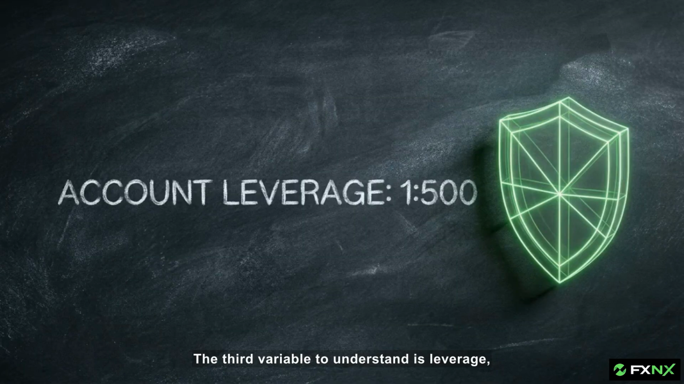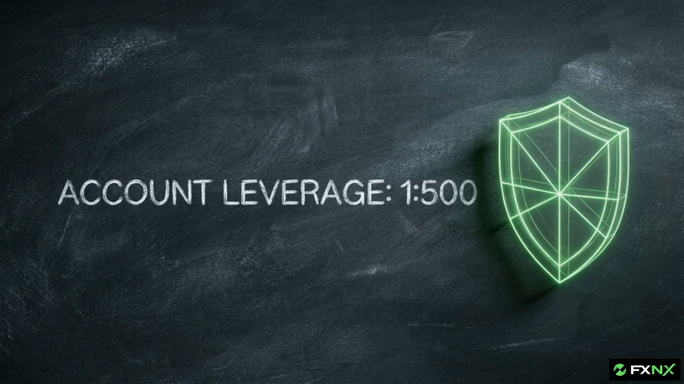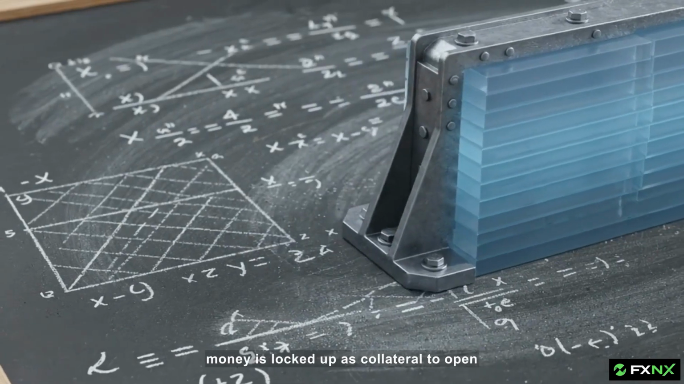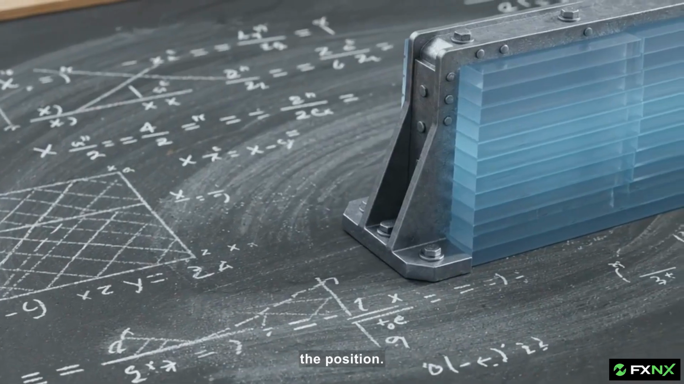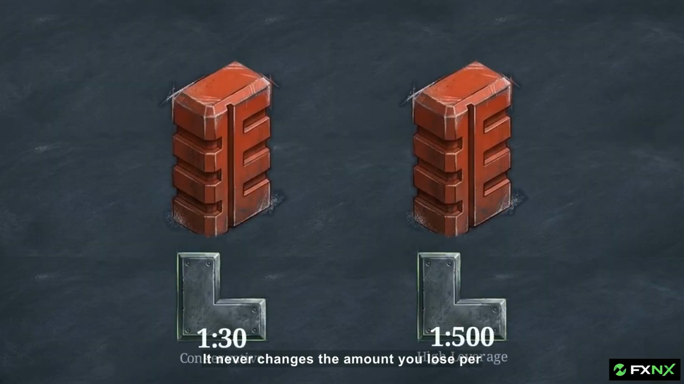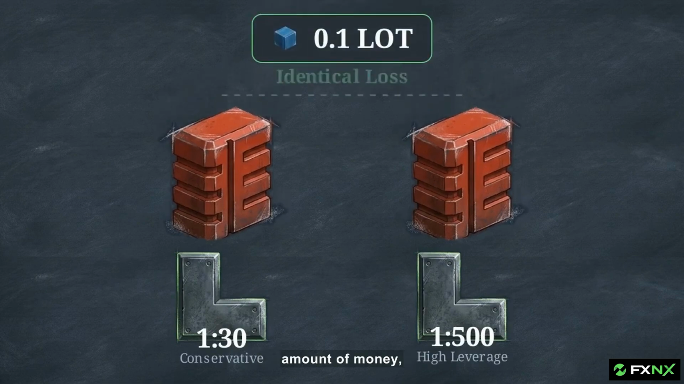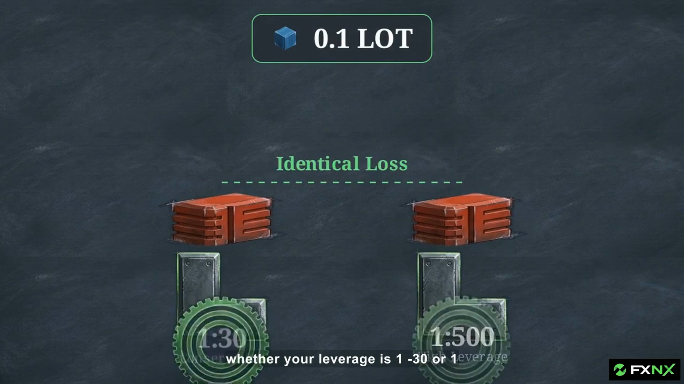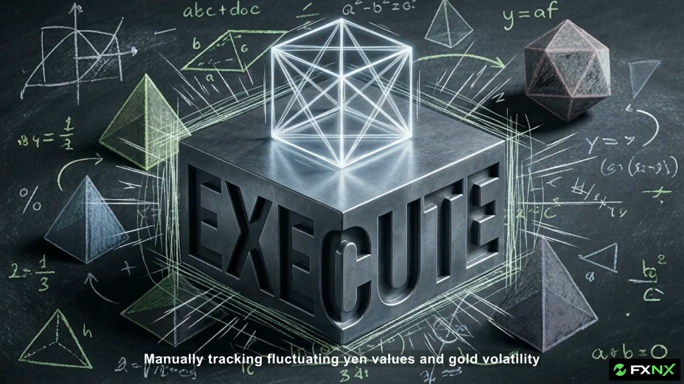The third variable to understand is leverage, which carries a massive misconception. Many assume that a high leverage account automatically guarantees high risk. Leverage only dictates how much of your own money is locked up as collateral to open the position. It never changes the amount you lose per pip. A 0.1 lot loses the exact same amount of money whether your leverage is 1 to 30 or 1 to 500.